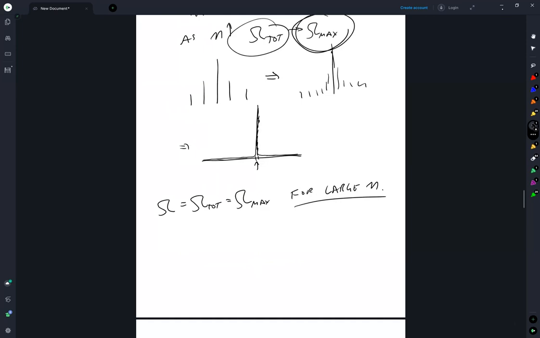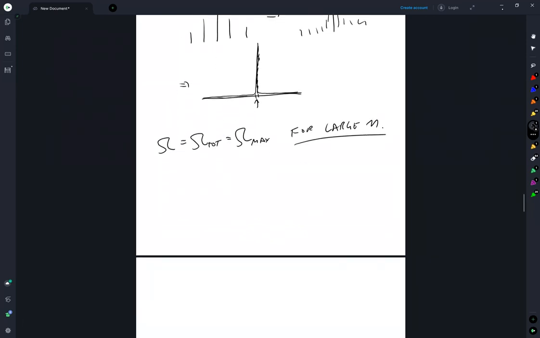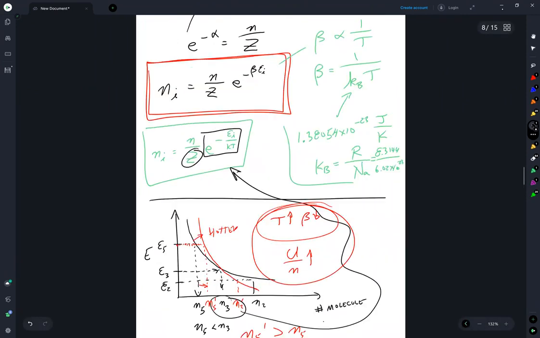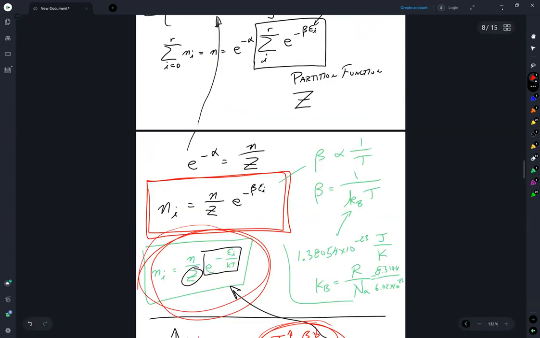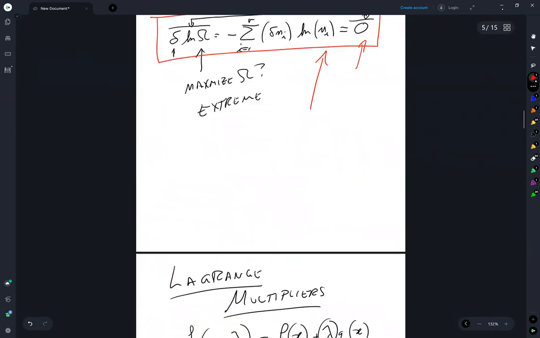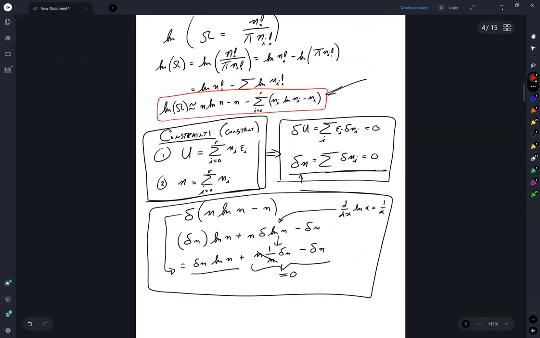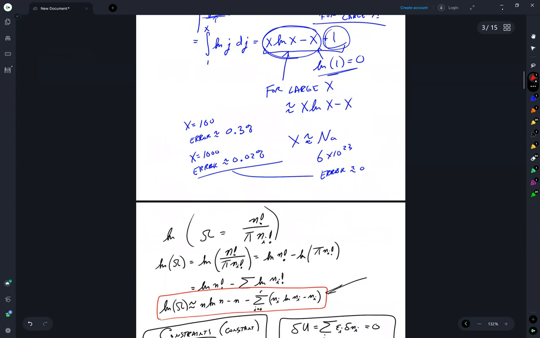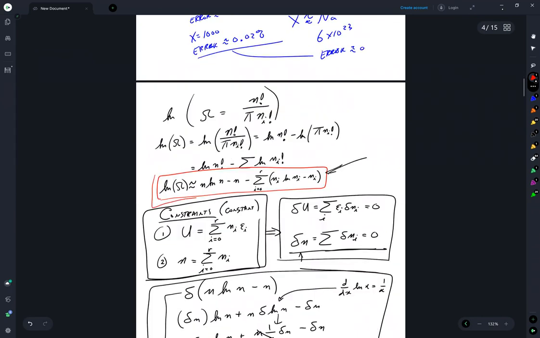Okay, so let's go back to where we started and substitute in this value for N sub i, going backwards here, substitute that back into this expression for the natural log of omega.